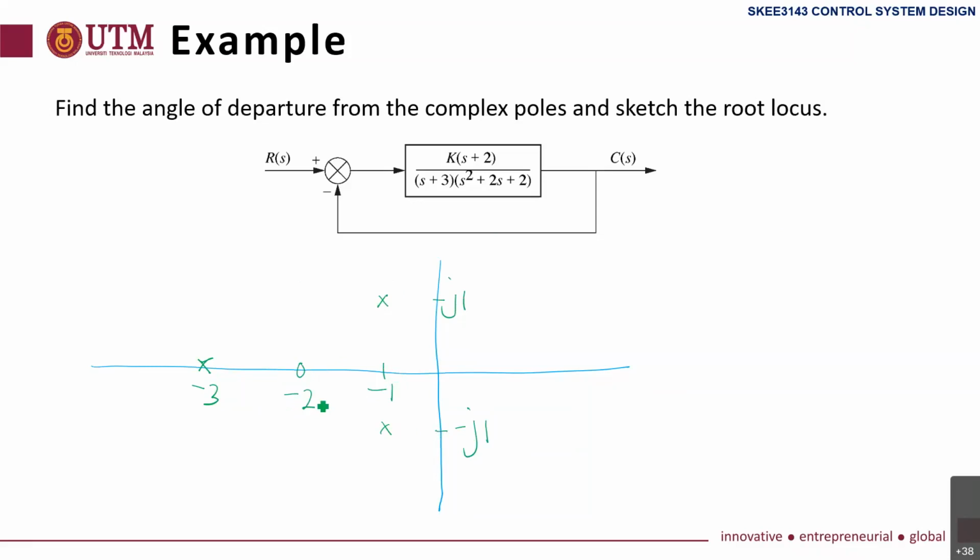Now apply rule number 3. You have to go rule one by one. Rule number 1, number 2, number 3, number 4, and so on. Rule number 2 says they are symmetry, so all root locus are symmetry. Rule number 3. Now apply rule number 3.